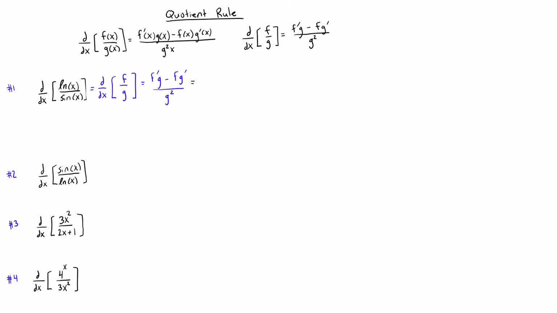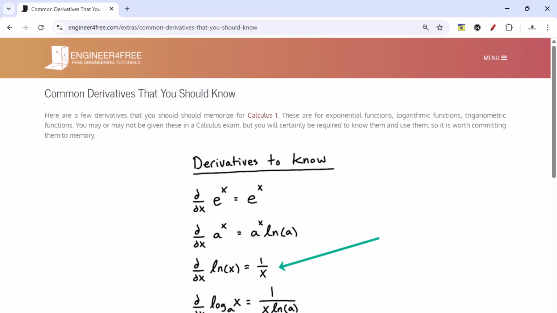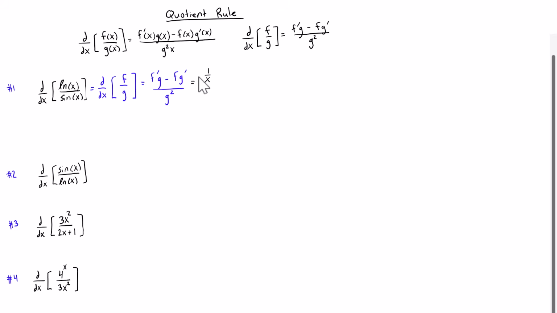So f prime, the derivative of ln of x is 1 over x. And that comes from a table of common derivatives that you should memorize in Calculus 1. There's a link in the description below for the common derivatives. Now we're just going to need to multiply this by g, and so g is just sine of x. Okay, and then for the second term here we multiply it by f, so f is just ln of x. And then the derivative of g, so g prime, the derivative of sine of x is just cos of x. And again, that comes from that same table of common derivatives that you're going to need to memorize for Calculus 1. The bottom here we have g squared, so the sine x squared is just sine squared of x.